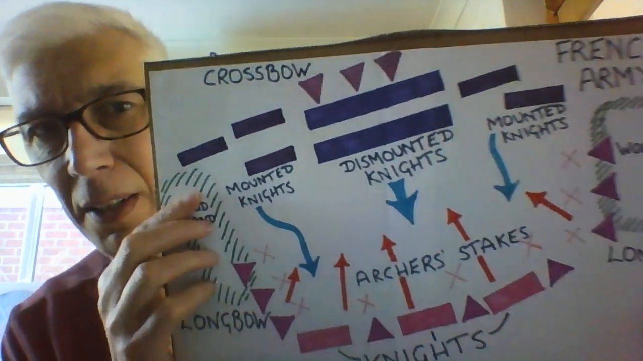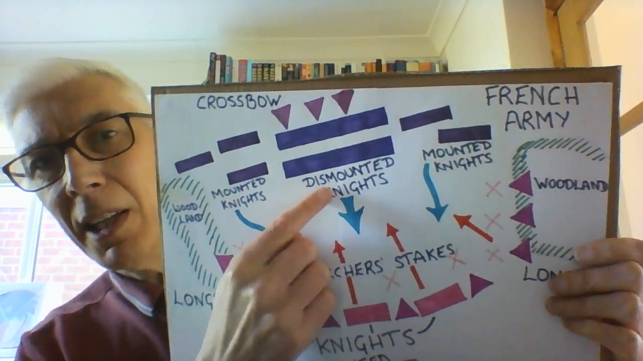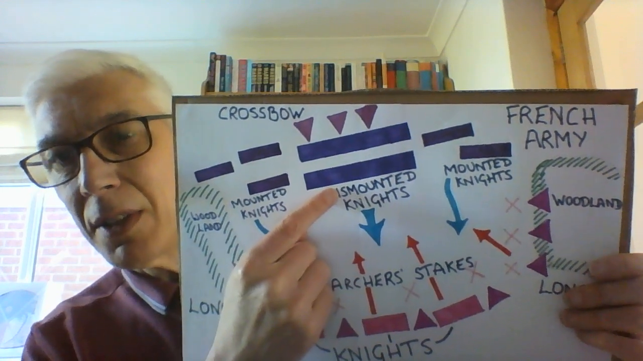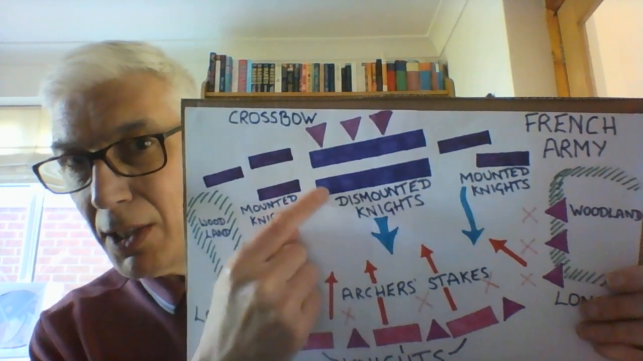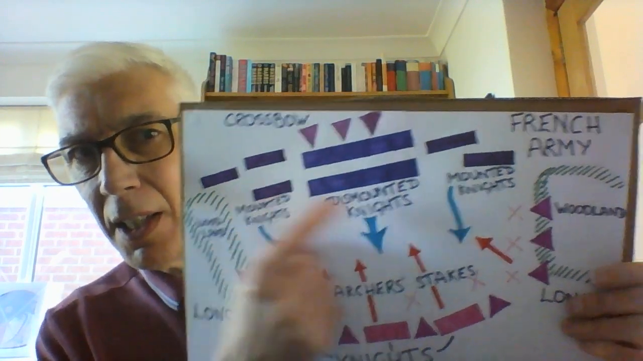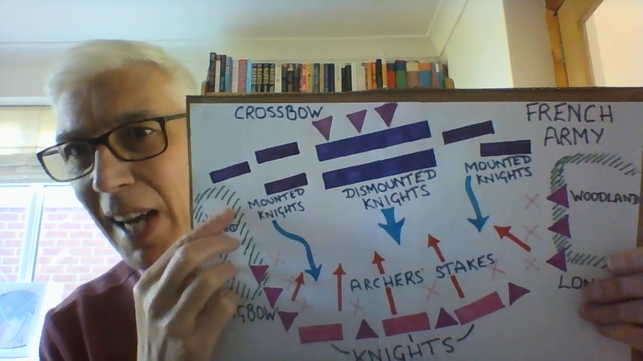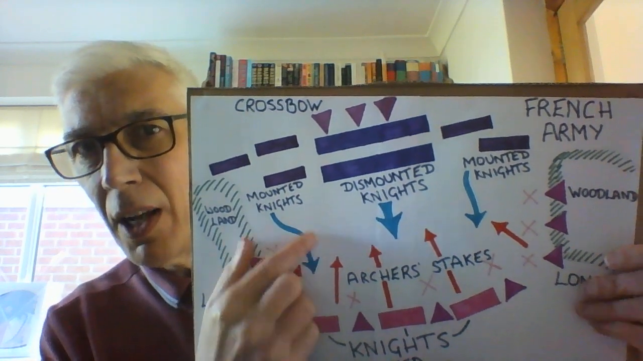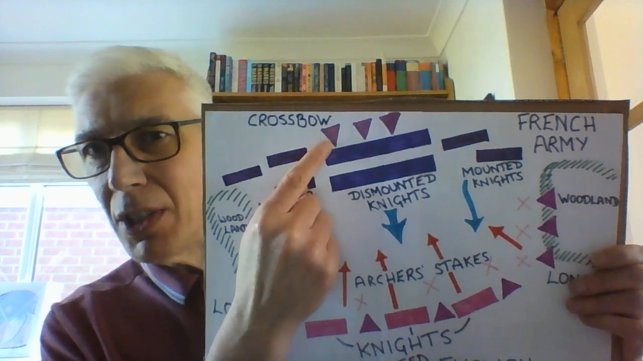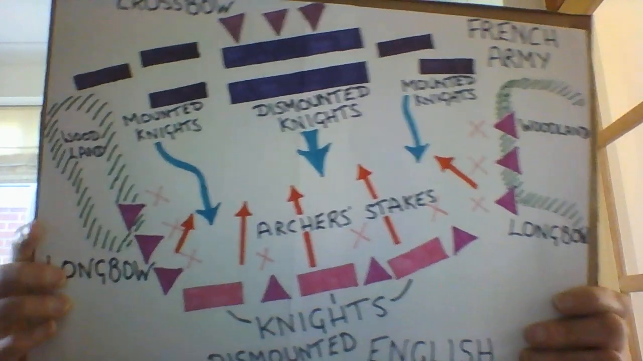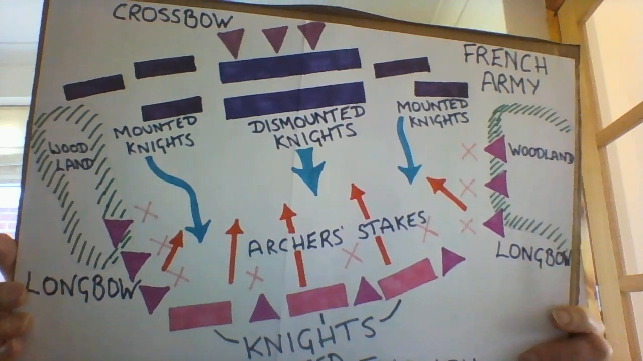What about the French commander? Well, in the middle here, he's got his knights, dismounted, ready to fight on foot. At either side, he's got mounted knights, cavalry, knights on horses ready to charge. At the back, he's got his archers, the crossbows. So that is the setup.